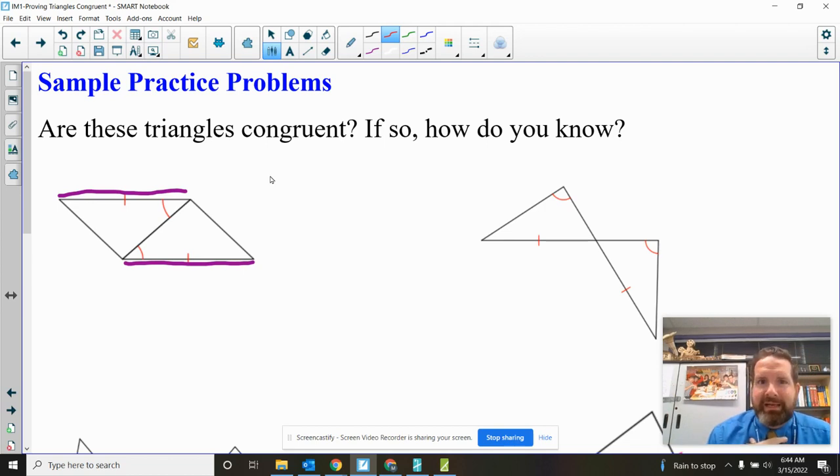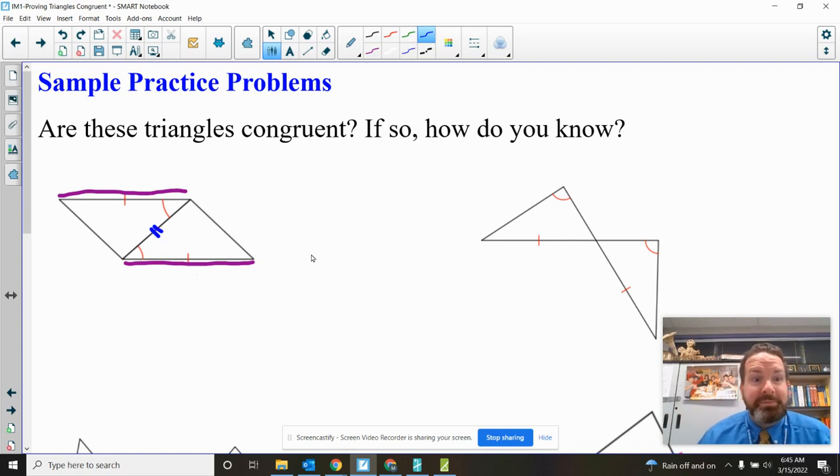We now have to decide, is there other information that we have? Here's what I mean by that. Take a look at this middle diagonal segment. I noticed that it's a side of the top triangle, and it is also a side of the bottom triangle. Now, don't think too hard when I say this next sentence. Isn't this line segment the same length as itself? Well, yes, of course it is. It's the same line segment.